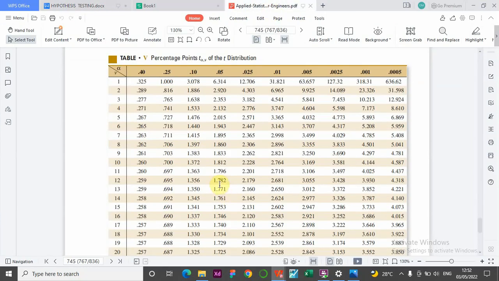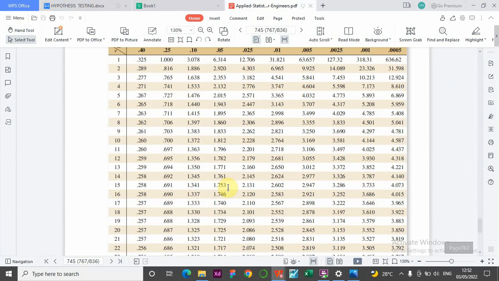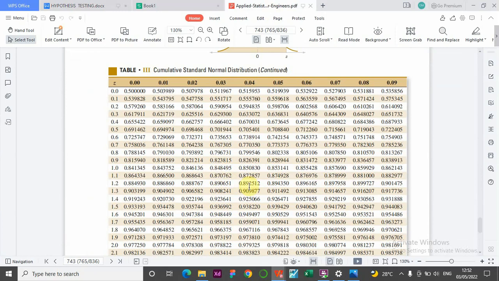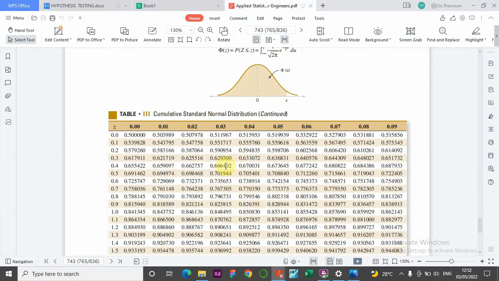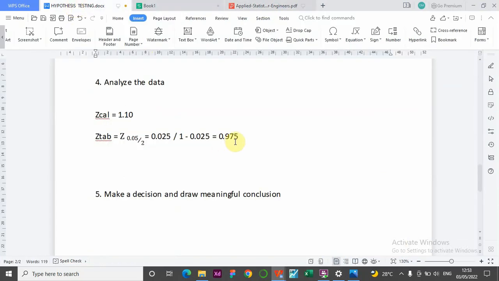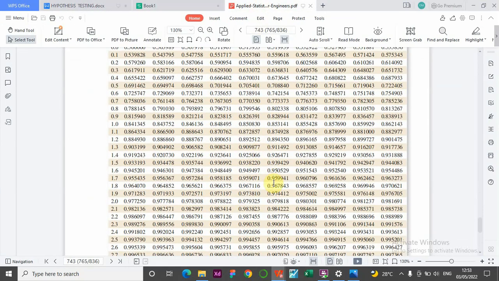So let's look at the normal distribution table. We are going to look among the numbers here for the number that is closest to 0.975. So this is 0.975002. Can you see? So we are going to look to the left. This is 1.9.